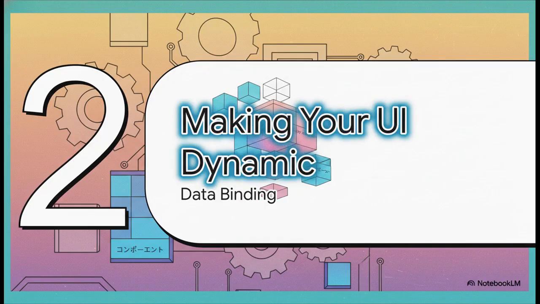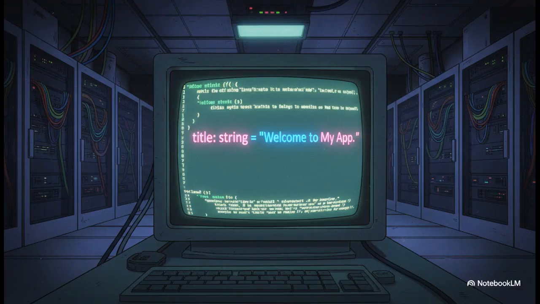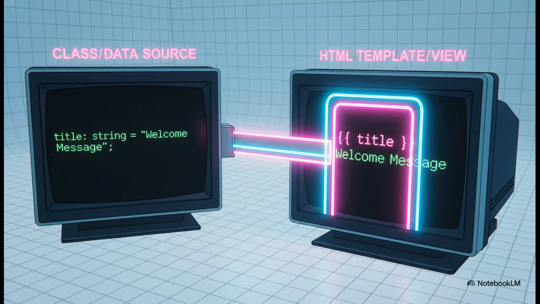Right. So we have the brains and the face. But how do we get them to talk to each other? How does the data from our logic actually show up on the screen? Well, this is where the real magic of Angular comes in. It's called data binding. Let's start with the brains. Inside our component's class, we can just create a property. Let's call it title, and we'll give it a value, something like "Welcome to my app." Easy enough.